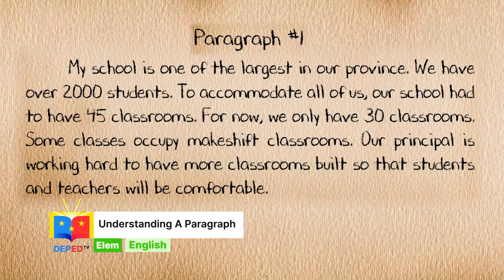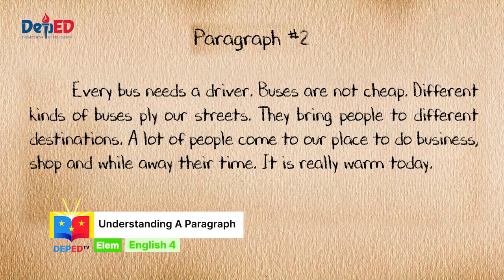For paragraph number 1, if you wrote a check mark, then you are right. Paragraph number 1 focuses on a single idea, which is about my school. For paragraph number 2, if you wrote an X mark, then you are correct. Number 2 paragraph does not focus on a single idea.